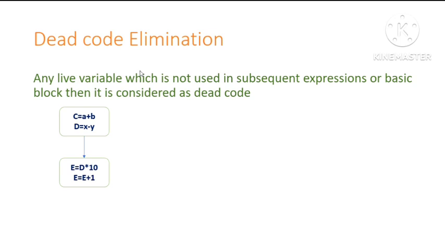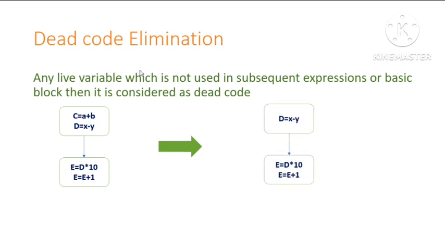When you analyze these two basic blocks deeply, you can see that in the statement c equal to a plus b, the variable c is not used anywhere after that, either in basic block 1 or basic block 2. The value of c is not used at all. Such code is called dead code, so we have to eliminate it. We can just eliminate that code and keep all the remaining code as it is. This is called dead code elimination. You can see the basic blocks transformed, where c equal to a plus b got eliminated and the rest of the code remains the same.